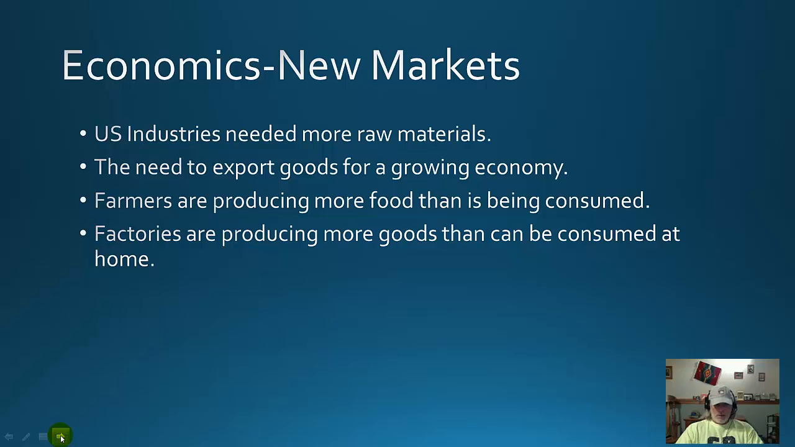Many of the reasons, one was just the economics. The United States needed new markets. U.S. industries needed more raw materials. They needed to export goods for a growing economy. Agriculture was producing more food than was being consumed here in the United States at the time. And again, we're talking about the time period around the turn of the century. Factories were producing more goods than could be consumed at home. And really, for an economy to grow, you have to have some international markets. And one way to get those is to have more territory.